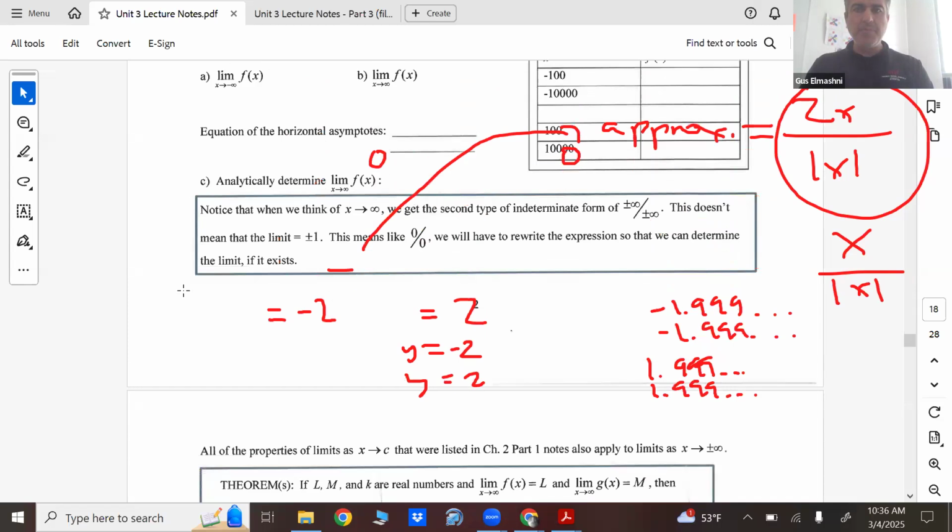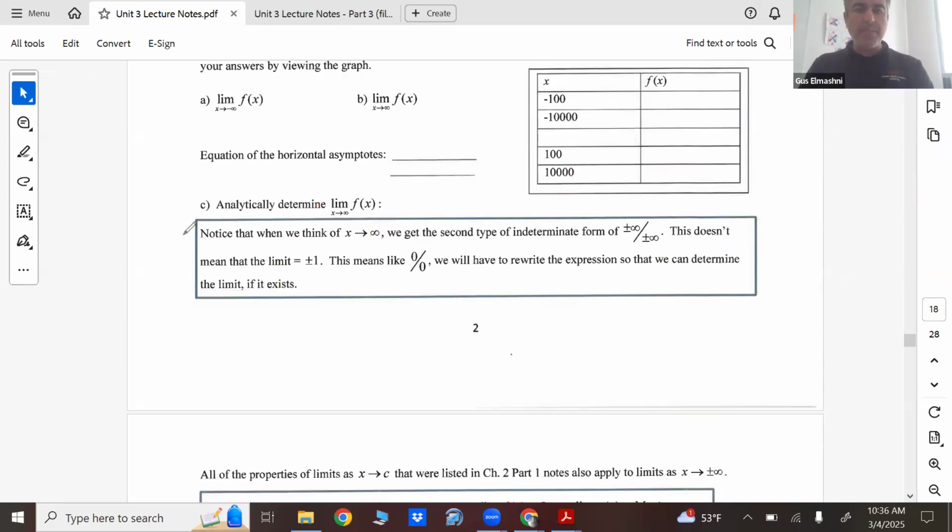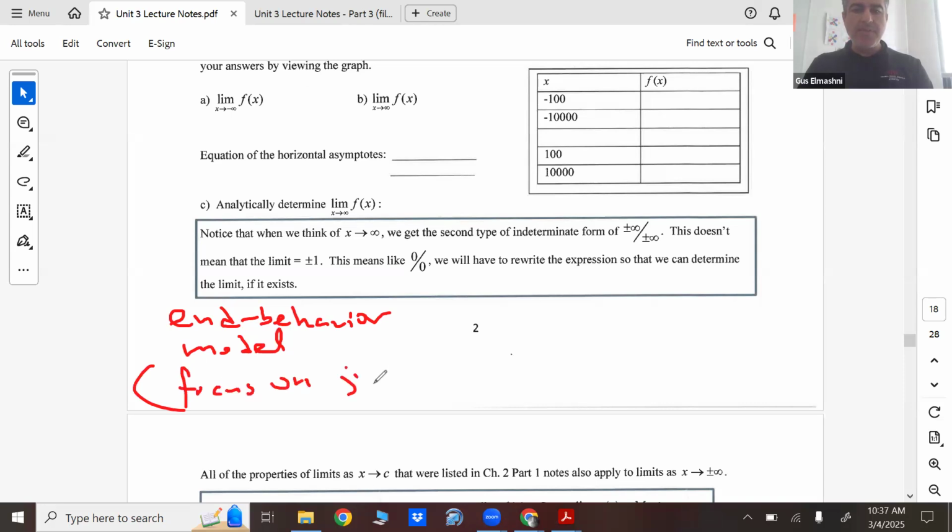Wait, didn't we already do this? Very good. Yeah, analytically determine it. We call this an end behavior model. So I did say we're going to talk about that. When we do the end behavior model, focus on just the leading term for both numerator and denominator.